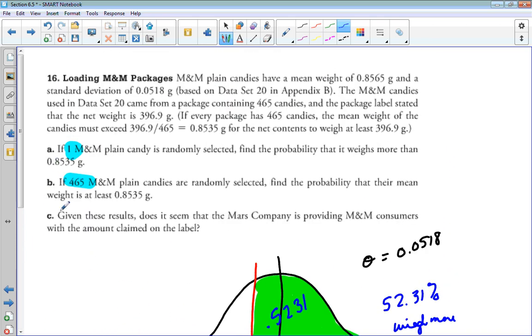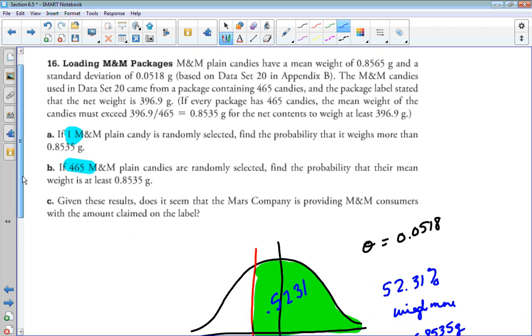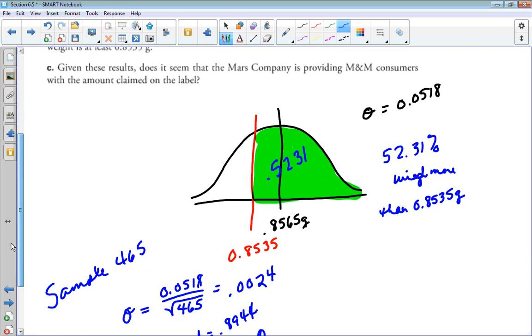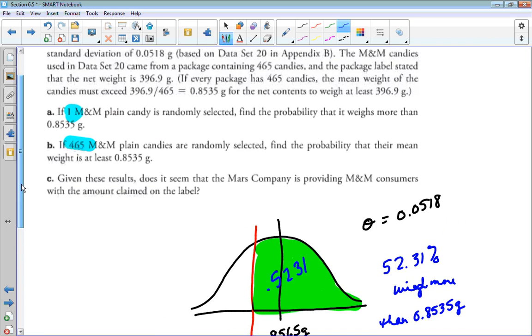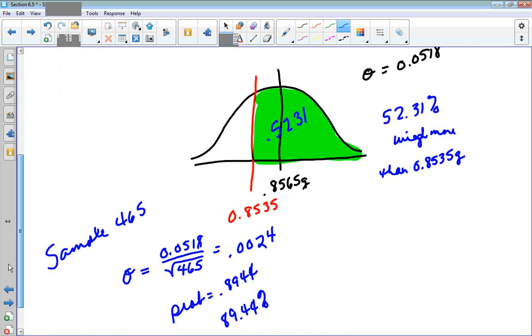And that means that I've got a real good probability that those M&Ms are all going to weigh a little more than 0.8535. And so is it probably right? Yeah, they're probably right. That's going to be a good possibility that they are, considering that it would be a probability of 89% for any sample to come in weighing more than 0.8535 grams. That concludes all of Chapter 6.